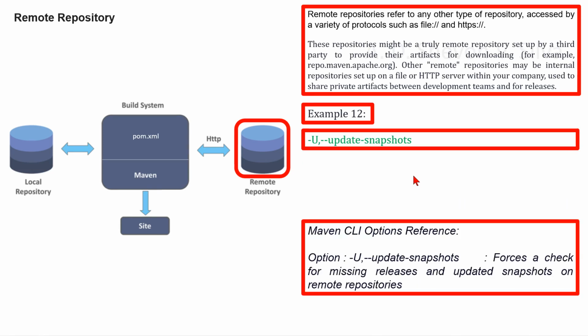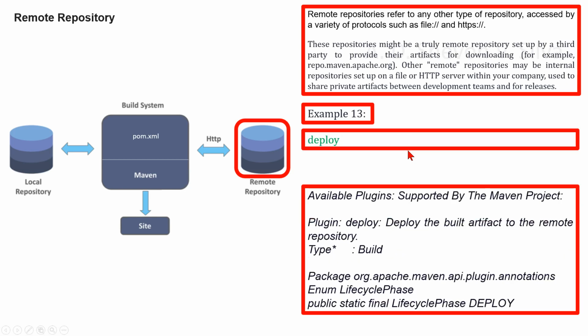Now we are considering the Maven CLI options reference. Here the option -U or --update-snapshots forces a check for missing releases and updated snapshots on remote repositories. Now we are considering the plugins supported by the Maven project in available plugins. The deploy plugin deploys the built artifact to the remote repository. The type is build. Regarding API, we can consider public static final LifecyclePhase DEPLOY in enum LifecyclePhase in package maven.api.plugin.annotations.